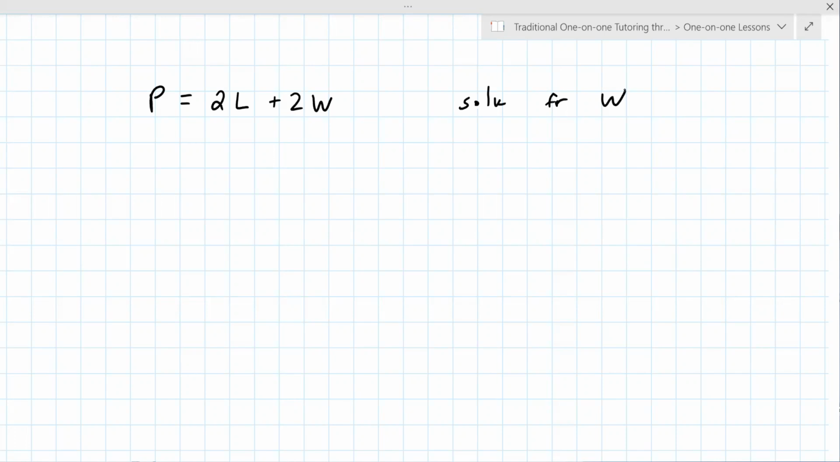Let me know if you have any questions while you're working on this one. So the first thing, I would subtract 2 from 2L and 2W, correct? Yeah, I made this one a little bit different. Unfortunately, they're not all the same. You actually subtract 2L from both sides. Oh, so it's from P. Yeah, P minus 2L equals 2W. Oh, okay.